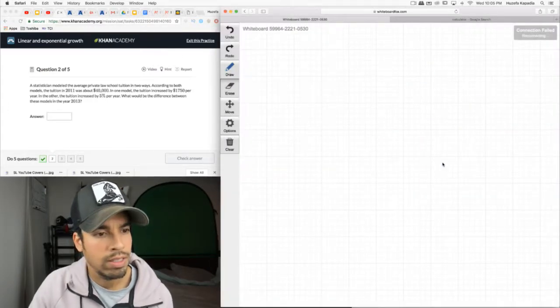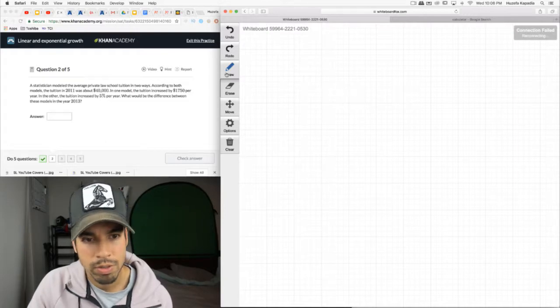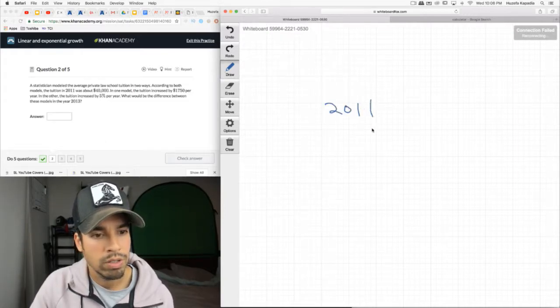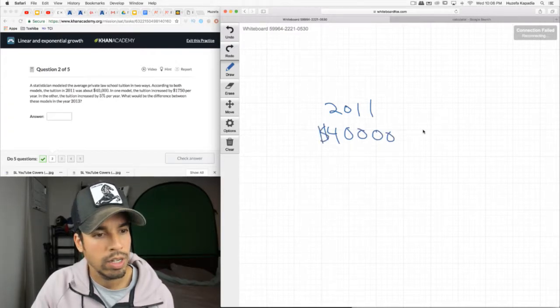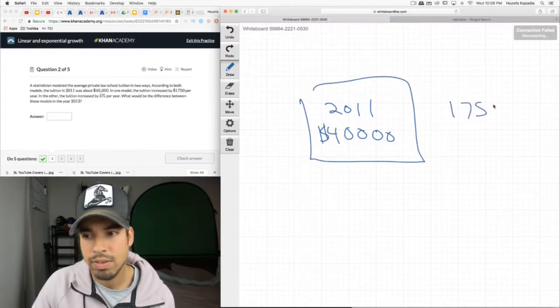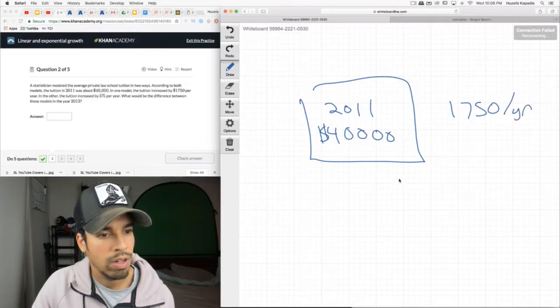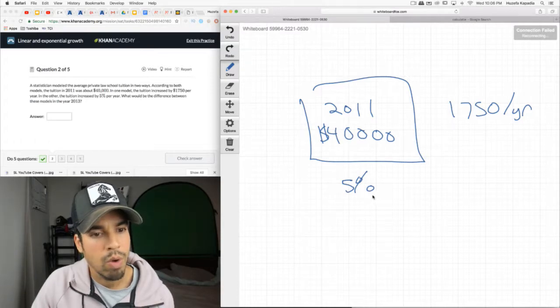Question number 2. A statistician modeled the average private law school tuition in 2 ways. According to both models, 2011 tuition was $40,000. In one model, it increased by $1,750 per year. In the other, the tuition increased by 5% per year. What would be the difference between these models in the year 2013?